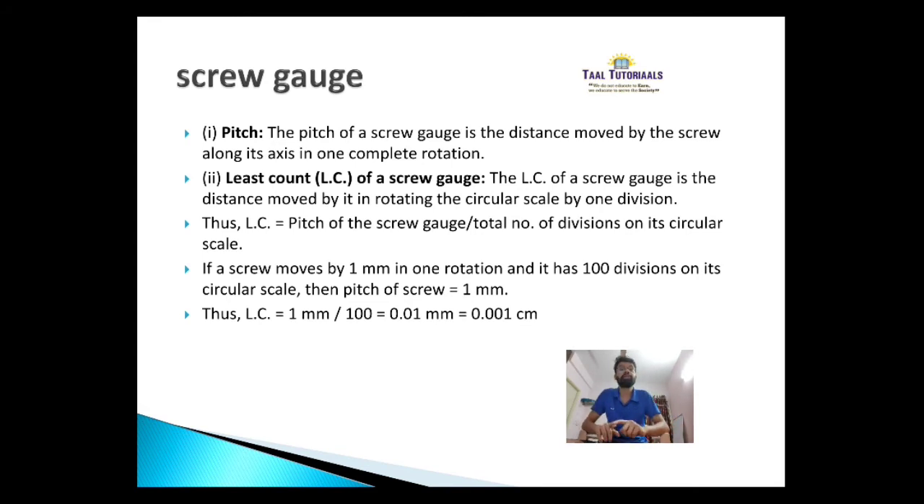Thus, the least count is the pitch of the screw gauge divided by the total number of divisions. Usually it has 100 divisions. It can be 50 divisions also, but now we are supposing 100 divisions. So least count is equal to pitch, that is 1 millimeter, divided by the total number of divisions on the circular scale, that is 100. So 1 millimeter by 100 is 0.01 millimeter or 0.001 centimeter. Do not be confused. For a vernier caliper it is 0.01, and for a screw gauge 0.001 centimeter.